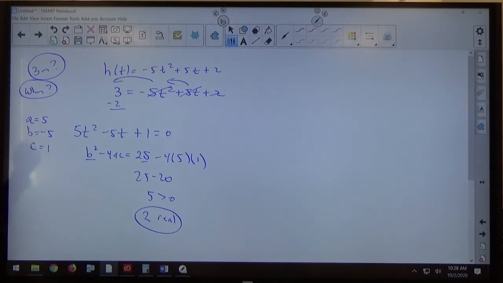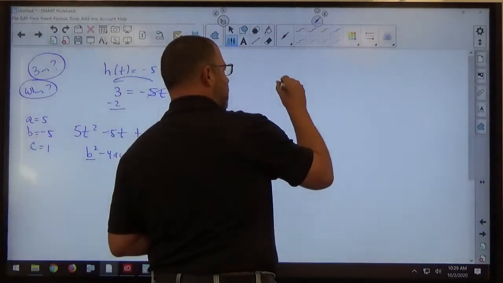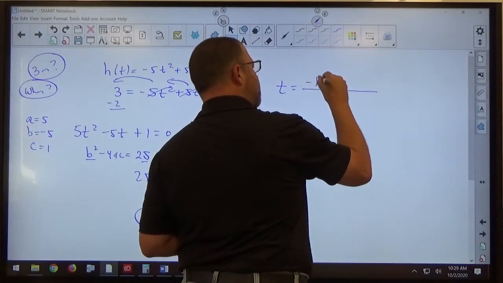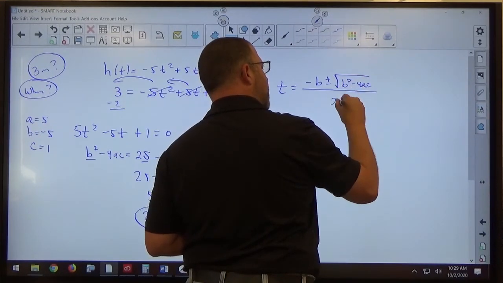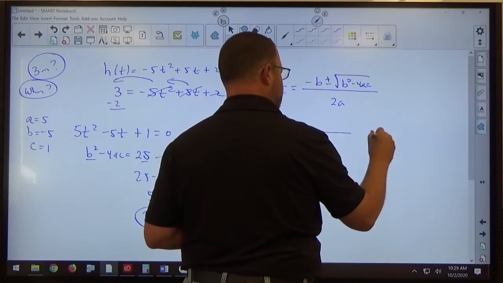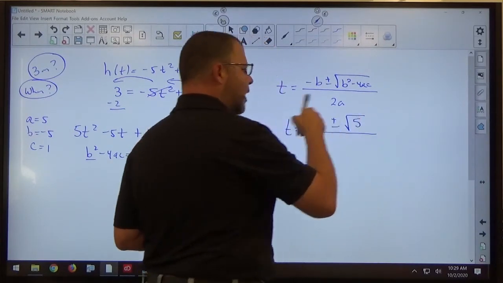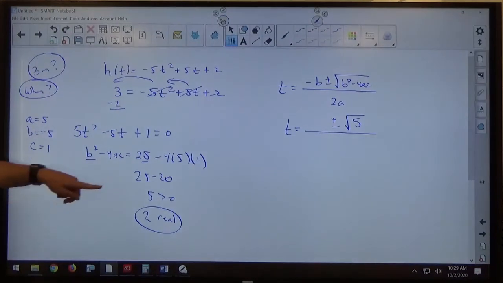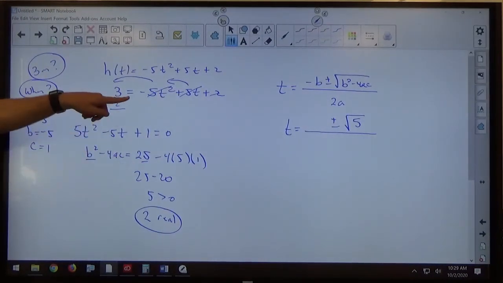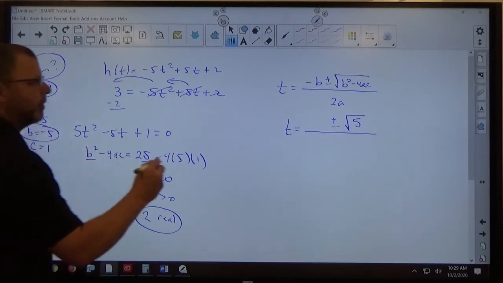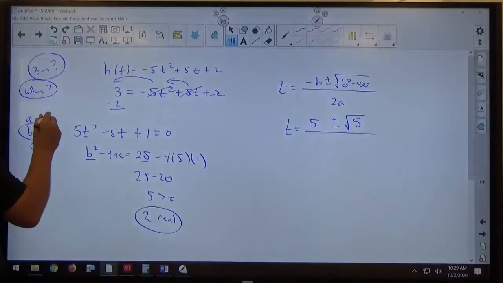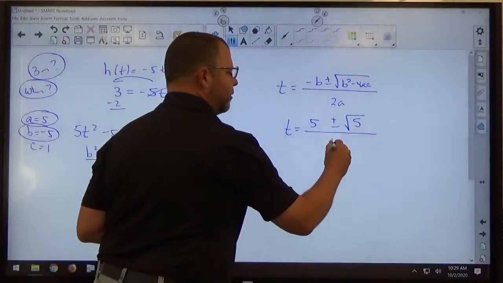It'll happen twice. If it says when will it happen, now we need to find out what t equals, right? Well, t is going to equal negative b plus or minus the square root of b squared minus 4ac over 2a. We already got that part figured out. B squared minus 4ac equals 5. That's already been figured out. Minus b is going to be positive 5. And 2 times a is going to be 2 times 5, which is 10.